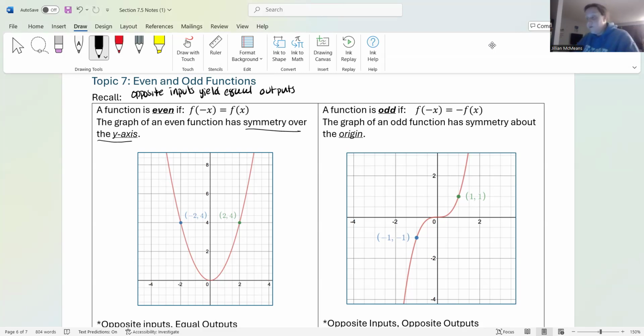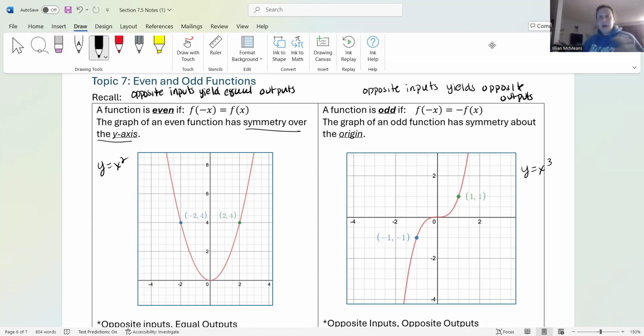Now, on the flip side, odd functions, we have a situation where a function is odd if f of negative x equals negative f of x. So opposite inputs yield opposite outputs. So you take a function, you evaluate it for opposite values, and you're going to get opposite values out, okay? And the classic example of that is y equals x to the third. So y equals x squared, y equals x to the third. And what we notice about odd functions is they're symmetric about the origin, okay?